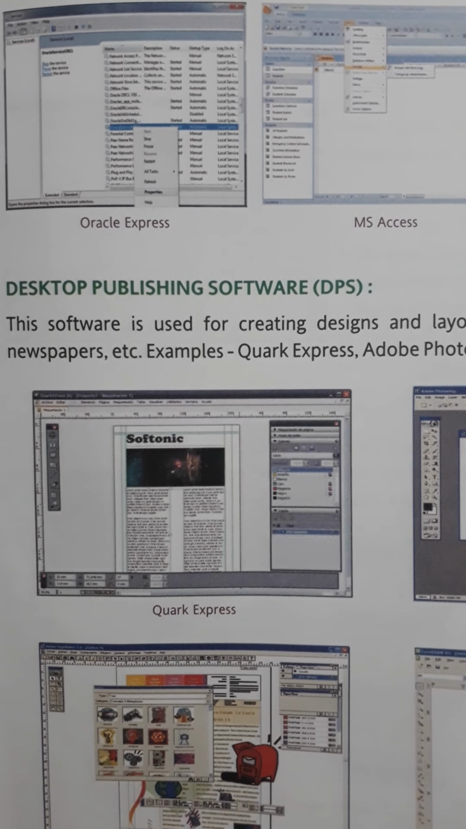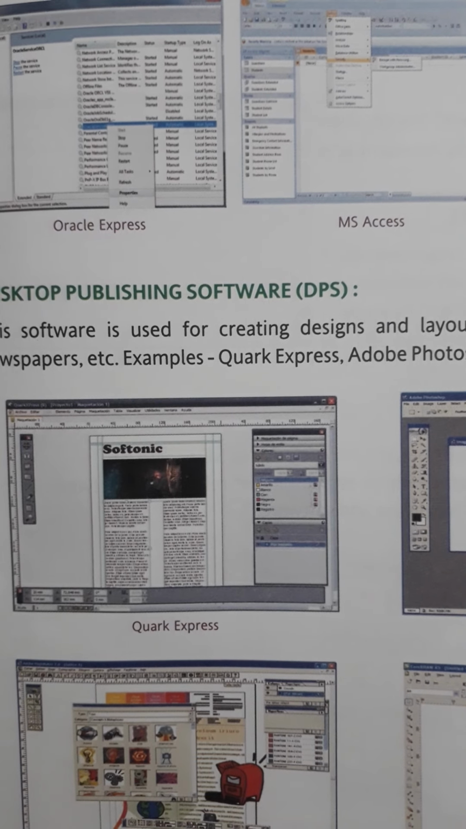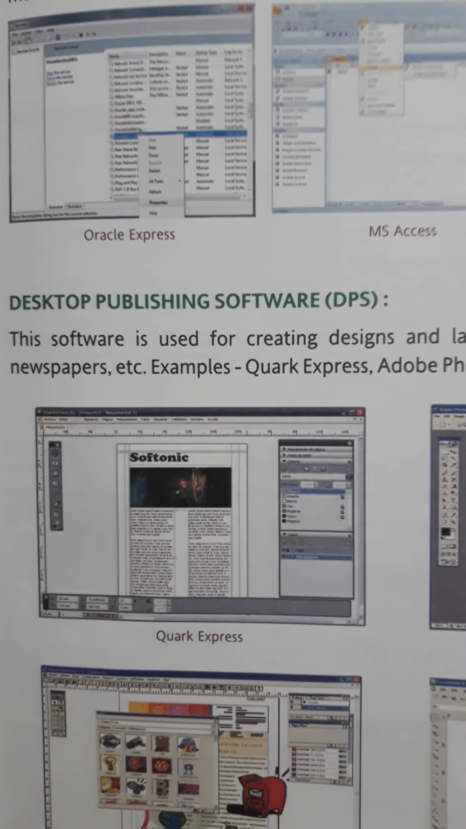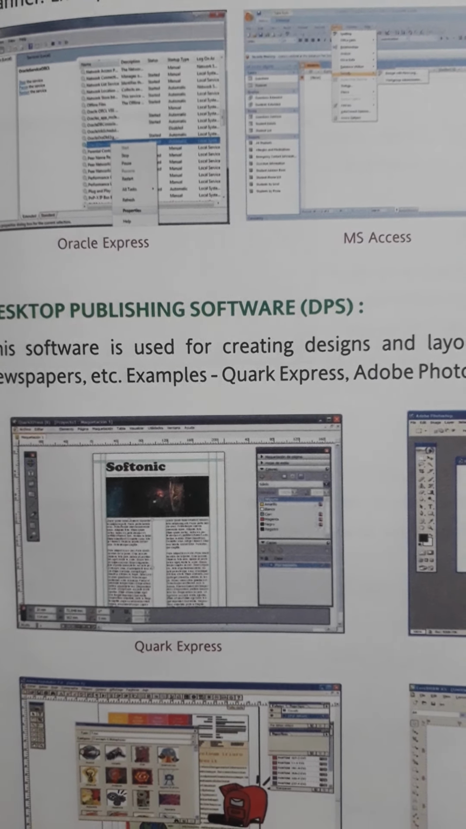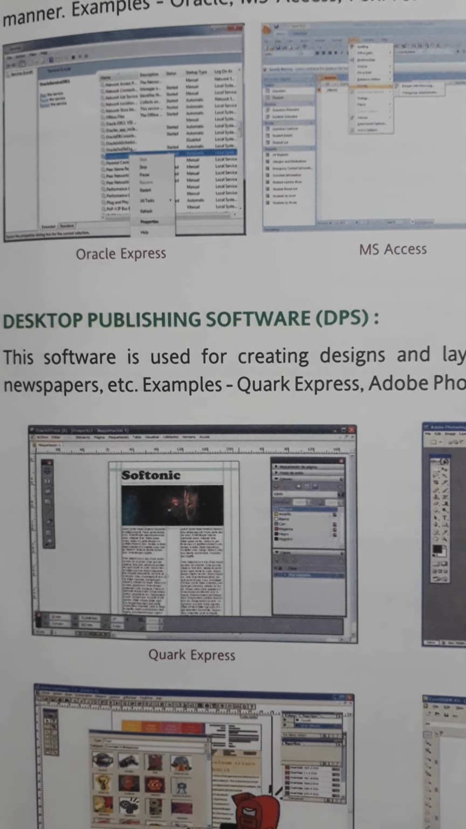Desktop publishing software. This software is used for creating designs and layouts of books, journals, brochures, and newspapers. Adobe Photoshop, PageMaker, CorelDRAW are example of desktop publishing software.